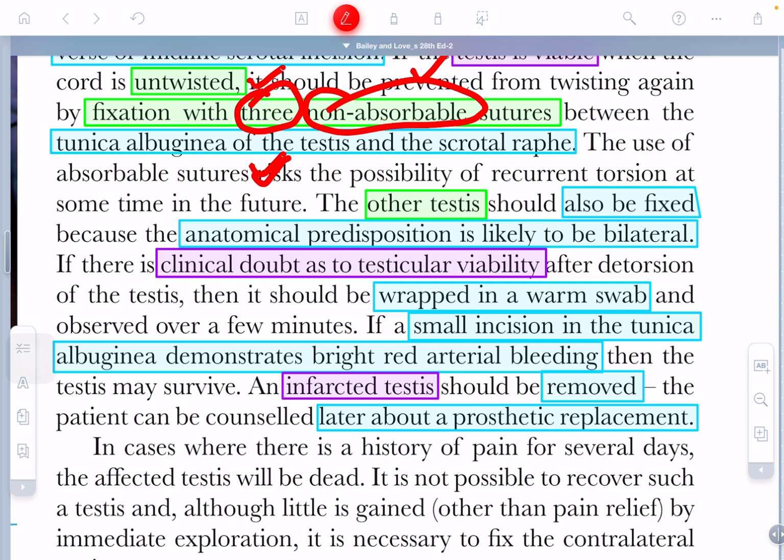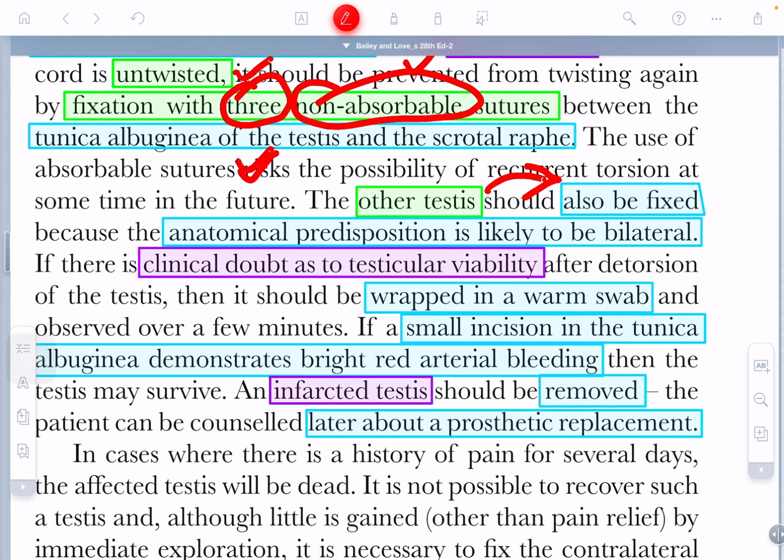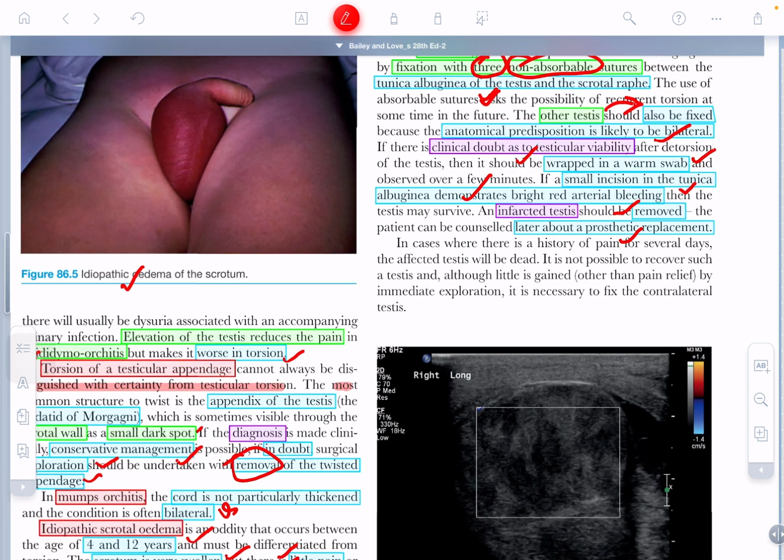And what about the other testis? This should also be fixed, because of the anatomical predisposition it is likely to be bilateral. If there is a clinical doubt of testicular viability, you can wrap the testis with a warm swab, or you can make a small incision over the tunica albuginea and you will see bright red arterial bleeding. So this is a viable testis. If the testis is gangrenous, you will remove it and later you can put in a prosthetic replacement.